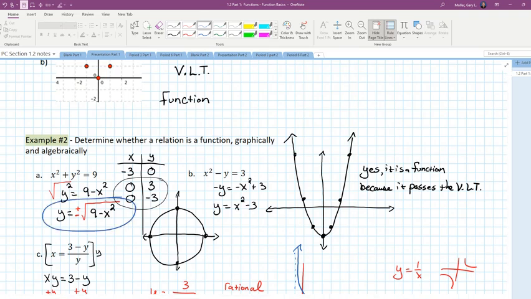We rearranged this and solved it for y, and in the process of doing so, what did we create? We created this positive and this negative. Well, by definition, what that's saying is when you plug in a number, you're going to get the positive version and you're going to get the negative version. So that tells us algebraically right now that one input is going to lead to more than one output.